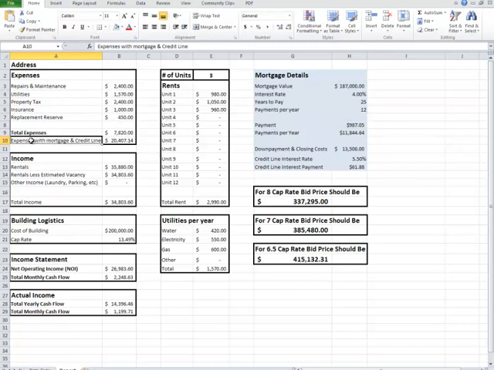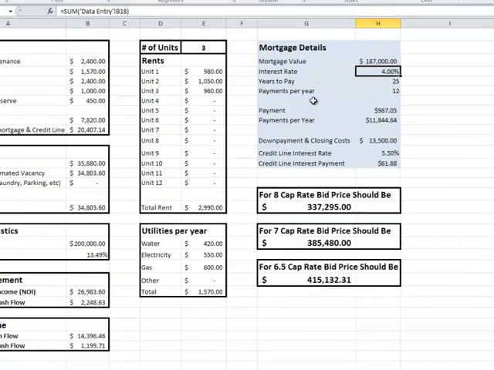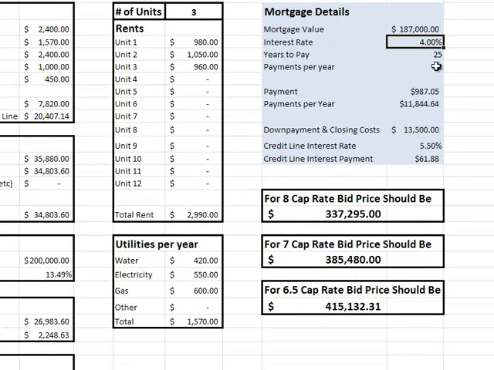And this big one here, expenses with mortgage and credit line. What we've done is we've broken down what your mortgage is going to be. Because you're putting 10% down on a $200,000 property, your mortgage value is going to be $187,000. We said that our interest rate is 4%. Again, nothing on this page needs to be filled out. This is all reference now. You've already done all the filling out. 25 years to pay. It's broken it down and told you that your payments are going to be $987 a month. That's your mortgage payment.